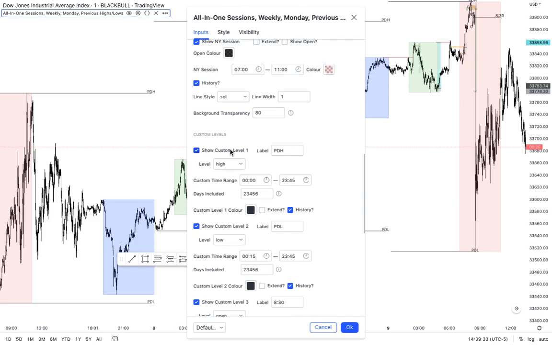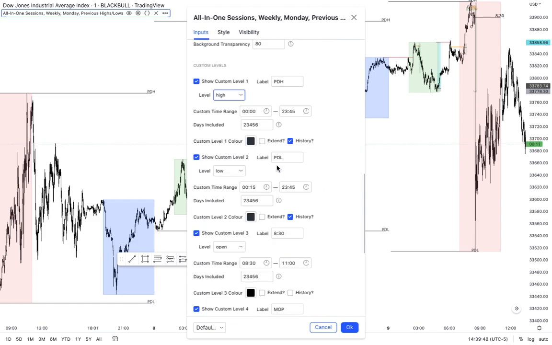So you need to custom add this, like this, show custom level PDH, and that would be your previous day's highs. And if you go to label high, okay, and the second one would be the, not the timing as well. The second one would be the PDL, previous day's lows, and that would be the low. And the third one would be the 8:30, and that would be the open. And the fourth one would be the MOP, midnight opening price, that is 00.